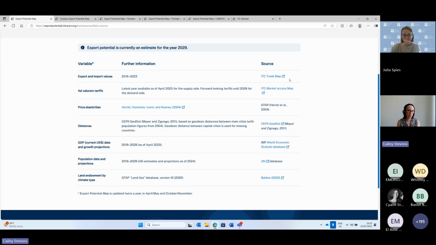The export potential map model also uses information on current and future tariffs, and that tariff data is coming from ITC's Market Access Map, which you can find here. The model also takes account of price elasticities, so how demand is going to change for a given change in income, and price elasticities are coming from GTAP. We also look at distances, and distances are coming from CEPII.